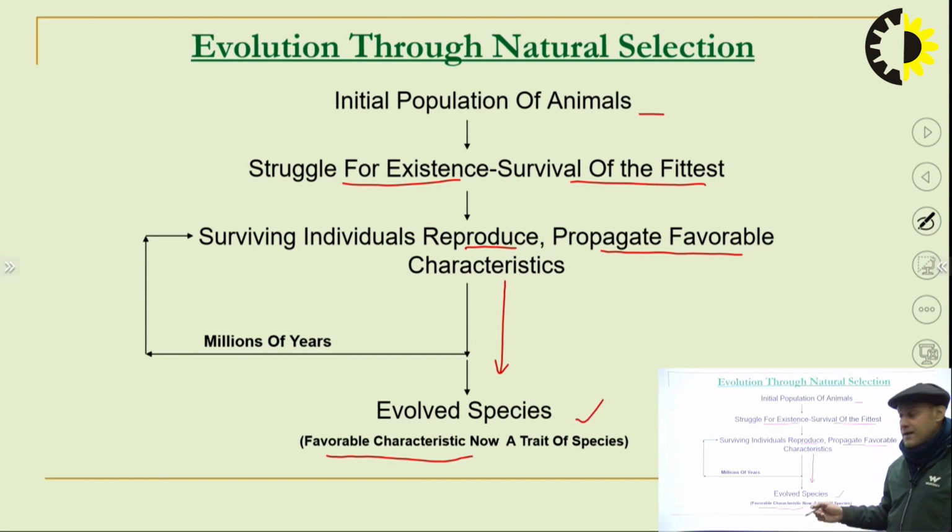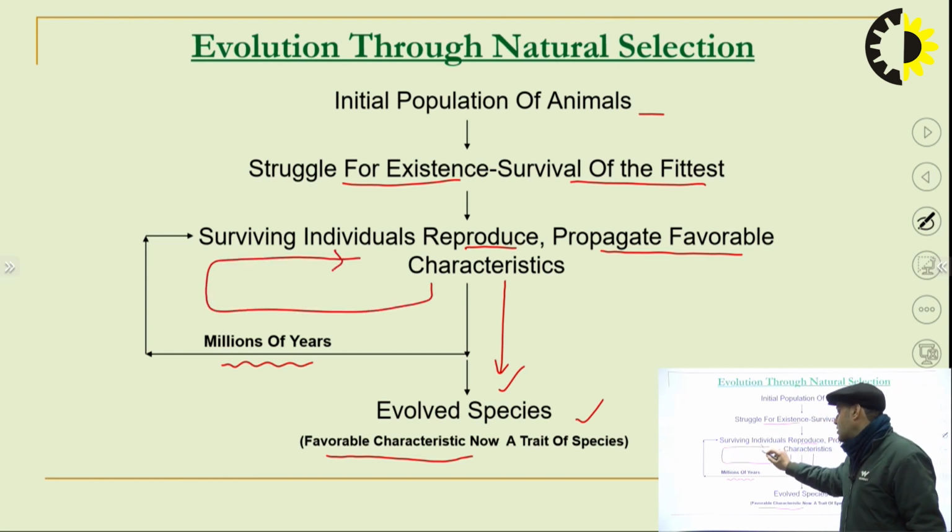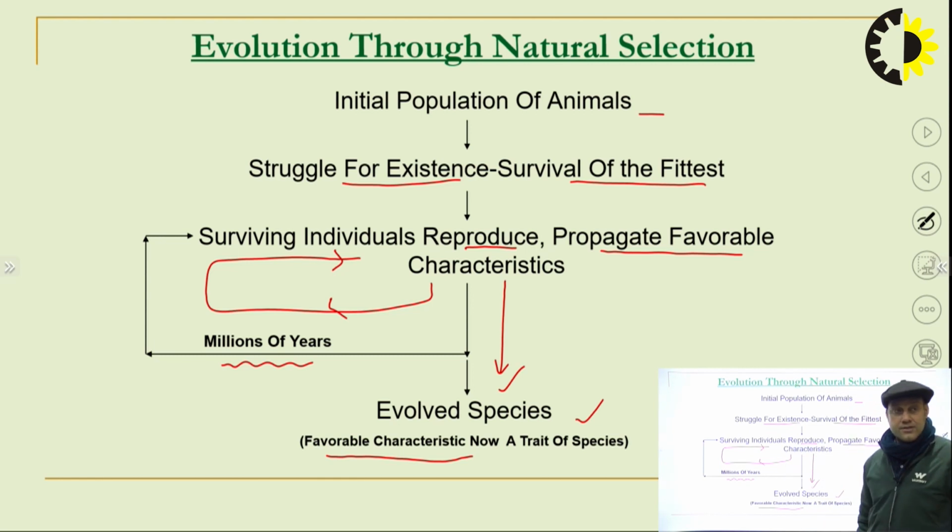This will take a long time, millions of years. Initially they will die out, but after millions of years of trying, according to the theory of survival of the fittest, they will propagate some favorable characteristics and a new species will evolve. So this is evolution through natural selection. It is a loop that goes on for millions of years to evolve a species according to favorable characteristics.